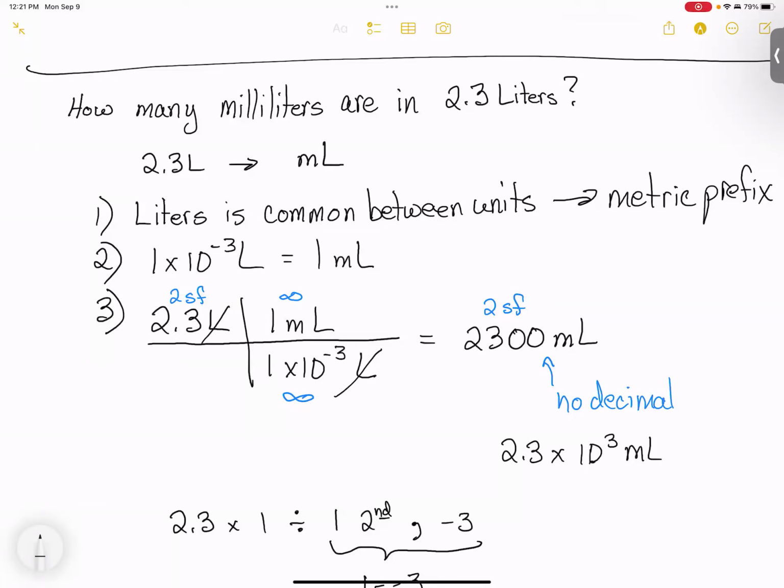Exact numbers have an infinite number of significant digits. They have more, I can guarantee they have more than what you started with. Exact numbers have many more than what you started with.